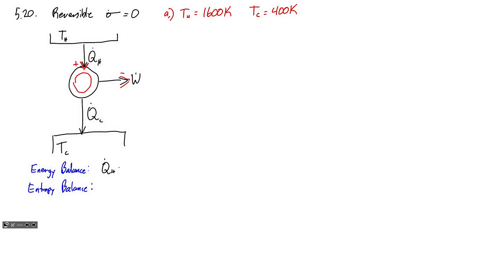QC is leaving, so we're going to subtract that. And work is also leaving, so we're going to subtract that. And all of that is equal to zero. You could have put the zero in the beginning or the end, it doesn't matter.